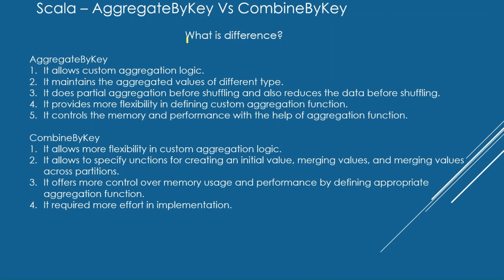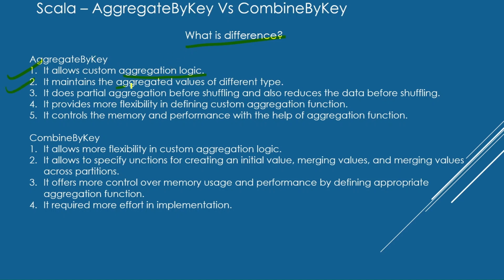Now let's discuss what the differences are. So let's talk about aggregate by key. It allows custom aggregation functions. We have discussed that if you want to do any kind of custom aggregation apart from sum, mean, max, you can do it with aggregate by key.